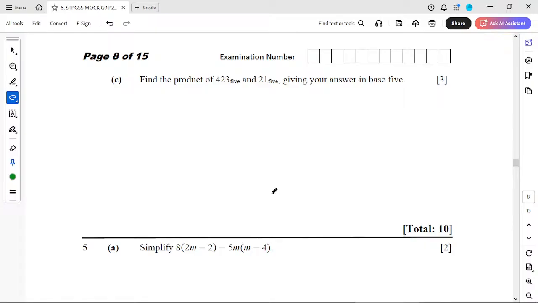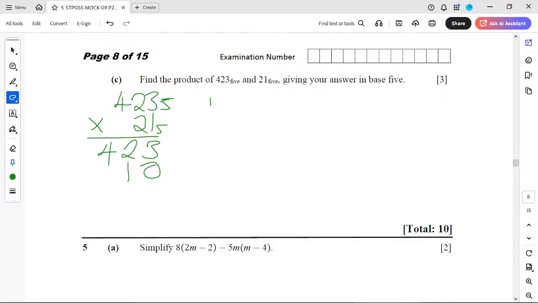Okay, so let's come to C, which is: find the product of 423 base 5 and 21 base 5, giving your answer in base 5. 2 times 3 gives 6... 2 times 2 gives us 4, plus 1 is 5. 5 into 5, it will go 1 time, remainder 0. 2 times 4 will give us 8. 8 plus 1 will give us 9. 5 into 9, it will go 1 time, remainder 4. There is no other number, so we write the complete number.